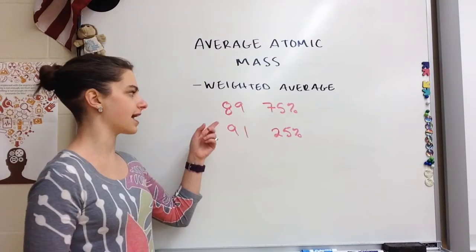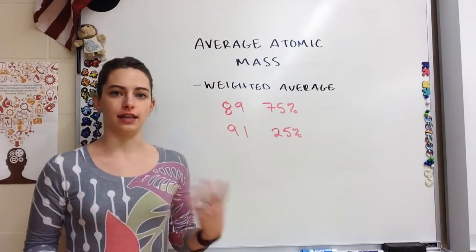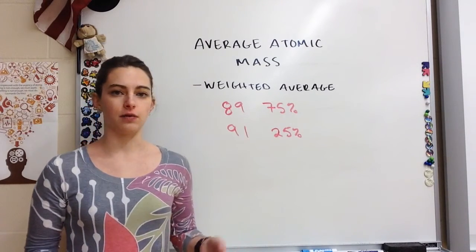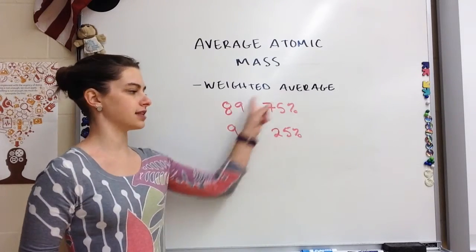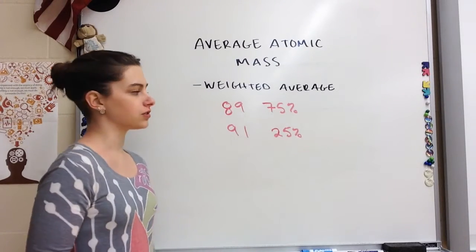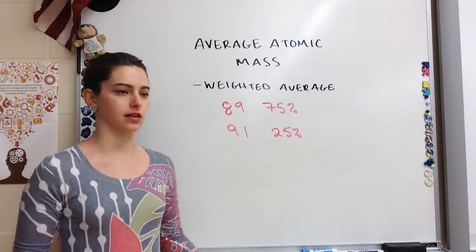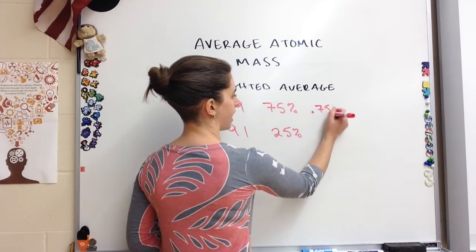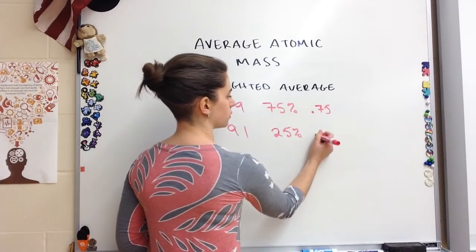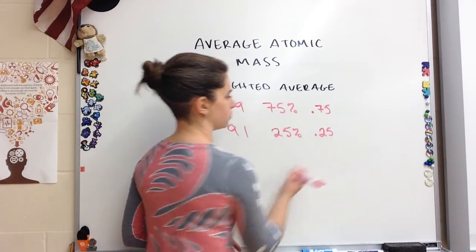Now, I can't just add up 89 and 91 and then divide by 2 to get 90. That would just be a standard average. Instead, we have to do a weighted average. So we have to take these percents into account. The first thing you have to do is convert percents to decimals. So 75% is going to turn into 0.75. 25% will turn into 0.25.